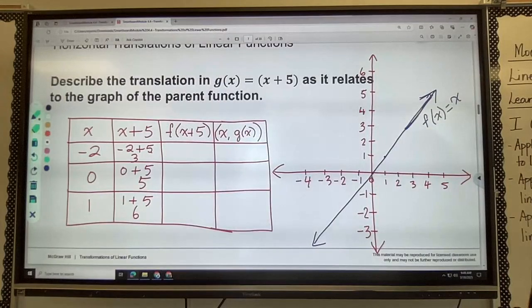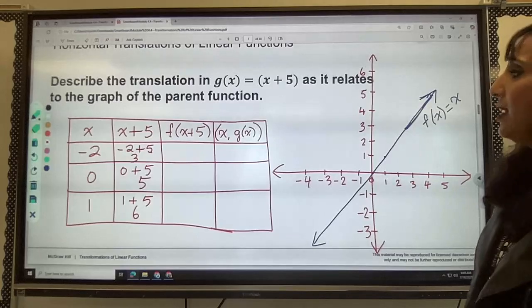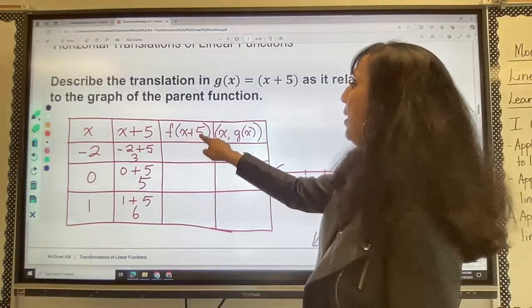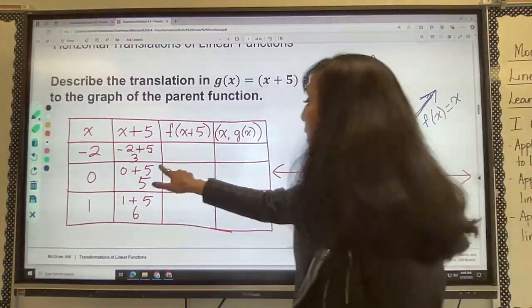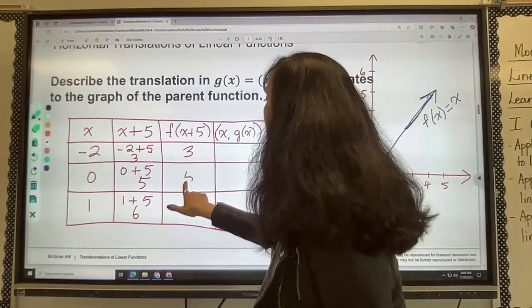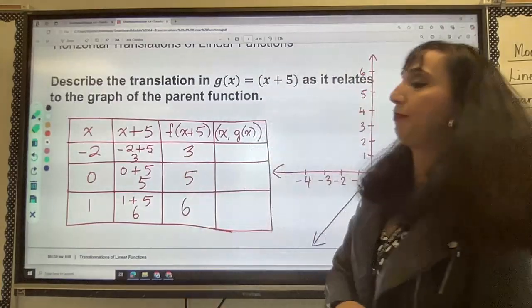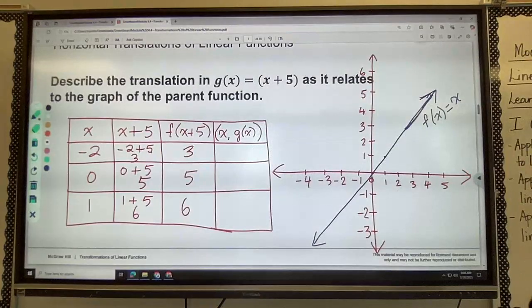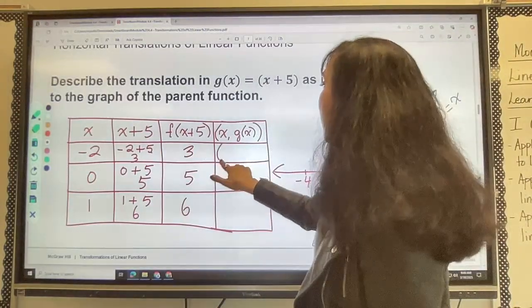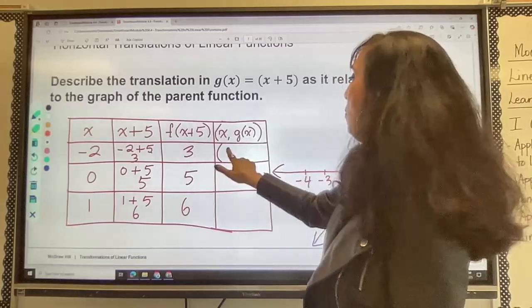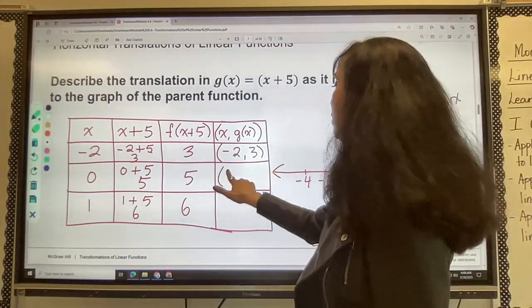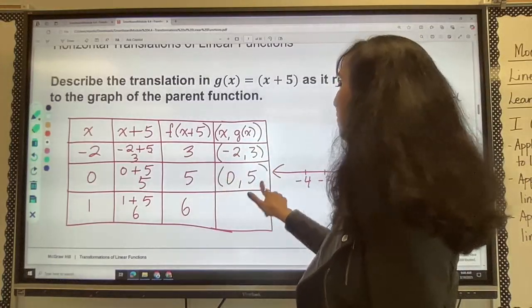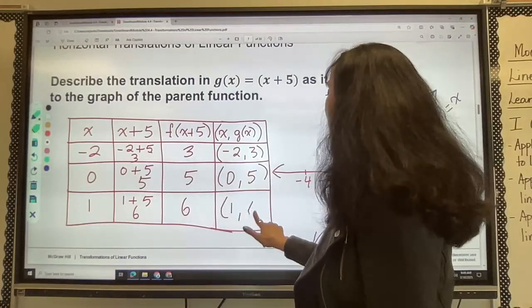All right, so f of x plus 5 is going to be 3, 5, and 6. And then let's look at my ordered pairs of x and g of x, which is negative 2, 3. This is 0 and 5. This is 1 and 6.